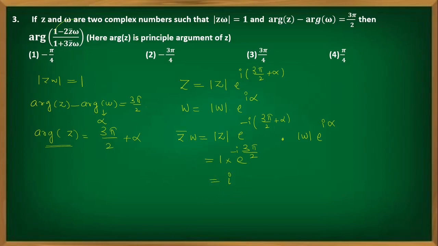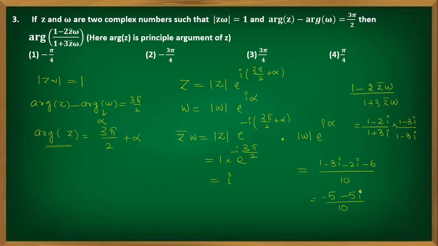Now this we will see: 1 minus 2 Z bar W divided by 1 plus 3 Z bar W. But Z bar W is i, we got. So 1 minus 2i by 1 plus 3i. Now you convert this into one single complex number by multiplying with its conjugate. If you multiply like this, 1 minus 3i, you get minus 2i plus 6i square, which is minus 6, divided by 10. So 1 minus 6, minus 5, minus 5i by 10.